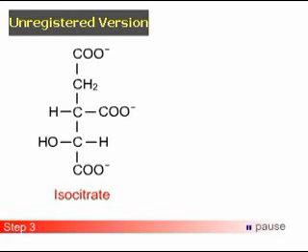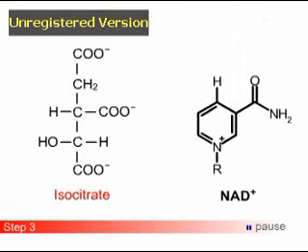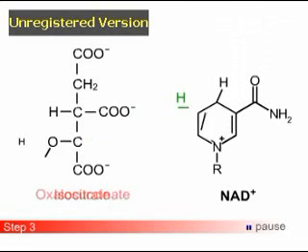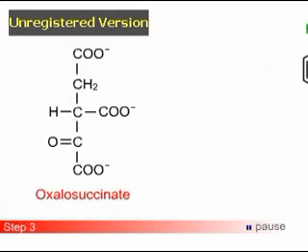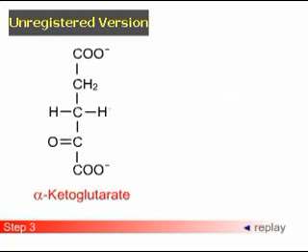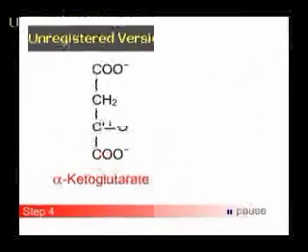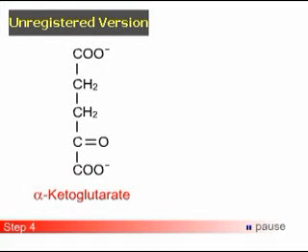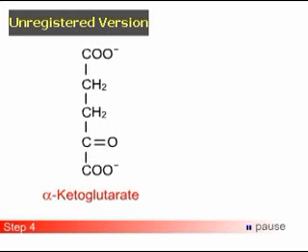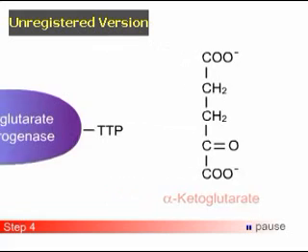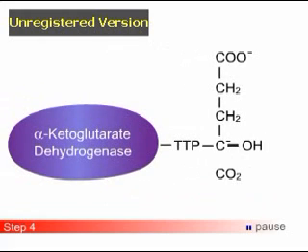Isocitrate dehydrogenase catalyzes the oxidative decarboxylation of isocitrate to alpha-ketoglutarate in a reaction that reduces NAD to NADH. The alpha-ketoglutarate dehydrogenase multi-enzyme complex catalyzes the oxidative decarboxylation of alpha-ketoglutarate to form succinyl-CoA and the reduction of NAD to NADH, a series of reactions analogous to those carried out by the pyruvate dehydrogenase multi-enzyme complex.